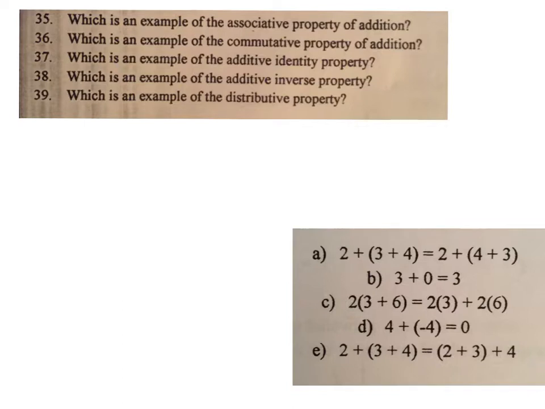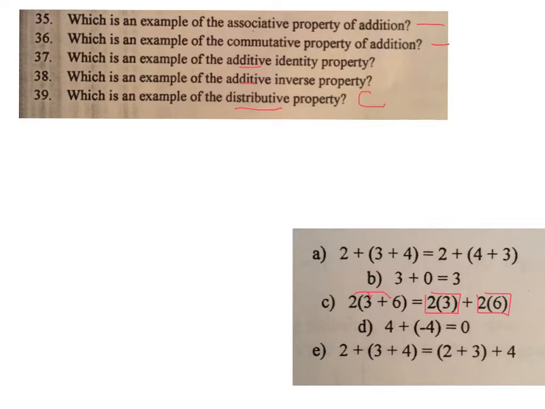Okay, on 35, 36, 37, 38, and 39, you're basically just matching up the properties, okay? Now, first of all, if you look at it, you have an addition, addition, and then distributive. Let's do the distributive because that seems to be the odd one out. So the one that is distributing is C, because if you do 2 times 3, again, there it is, 2 times 3, and then of course 2 times 6. So the number 39 is C.